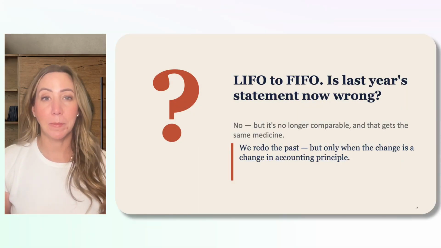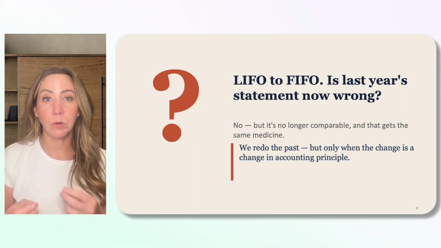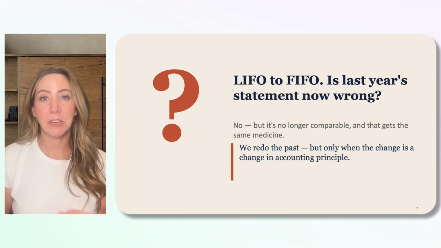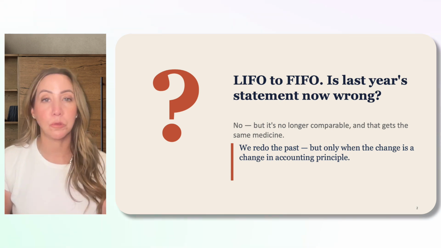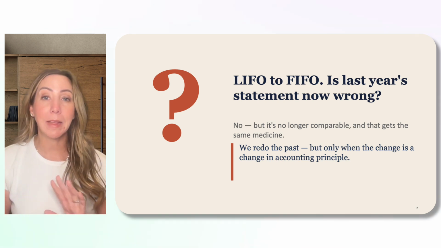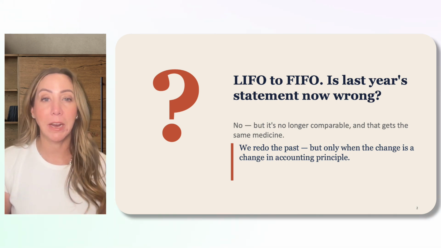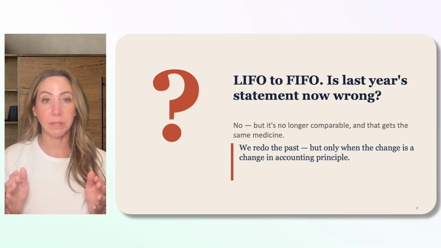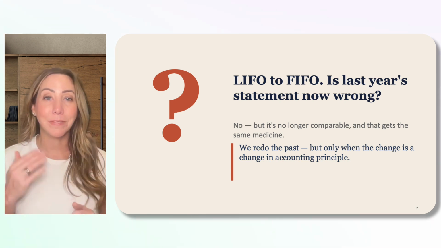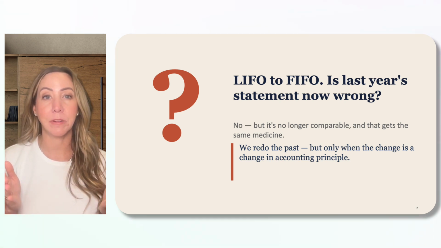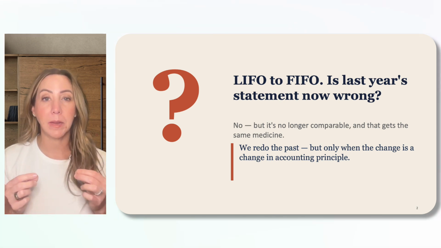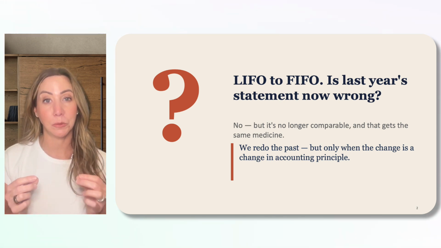Here's an incredibly common situation. A company has used LIFO, last in, first out, to calculate ending inventory for years. But this year, management decides FIFO actually paints a truer picture. Fair enough, GAAP allows a change if it's justifiable. But now there's a problem. Every prior year income statement in the comparative financials was built on LIFO. If this year is FIFO and last year is LIFO, the two columns aren't comparable. And comparability is one of the underlying principles that GAAP was designed to achieve.